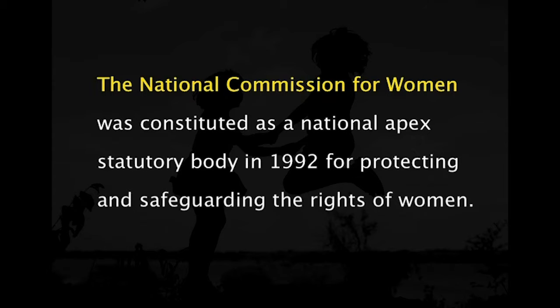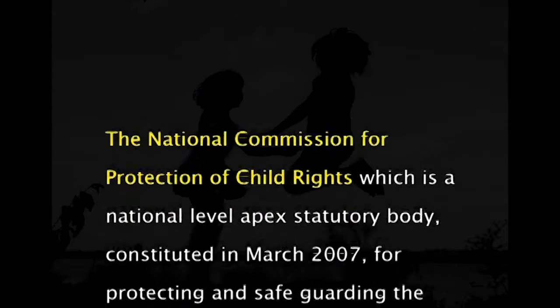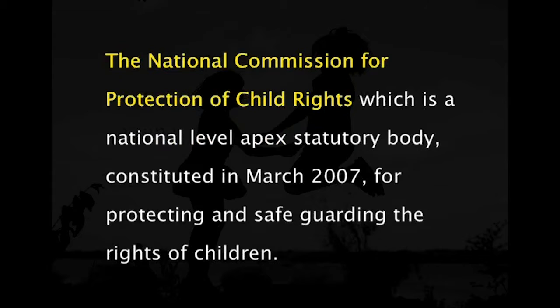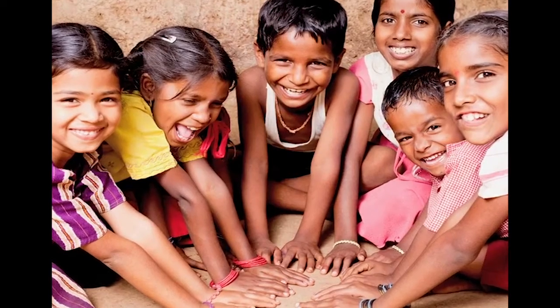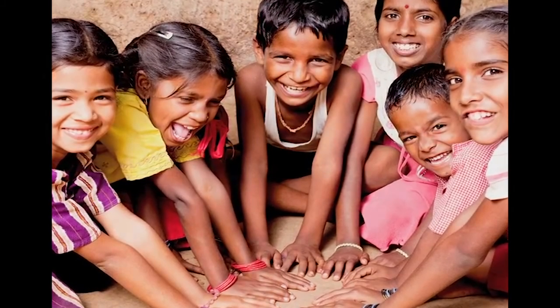The National Commission for Women was constituted as a national apex statutory body in 1992 for protecting and safeguarding the rights of women. The National Commission for Protection of Child Rights, which is a national level apex statutory body, was constituted in March 2007 for protecting and safeguarding the rights of children. Now let us see the programs for children.